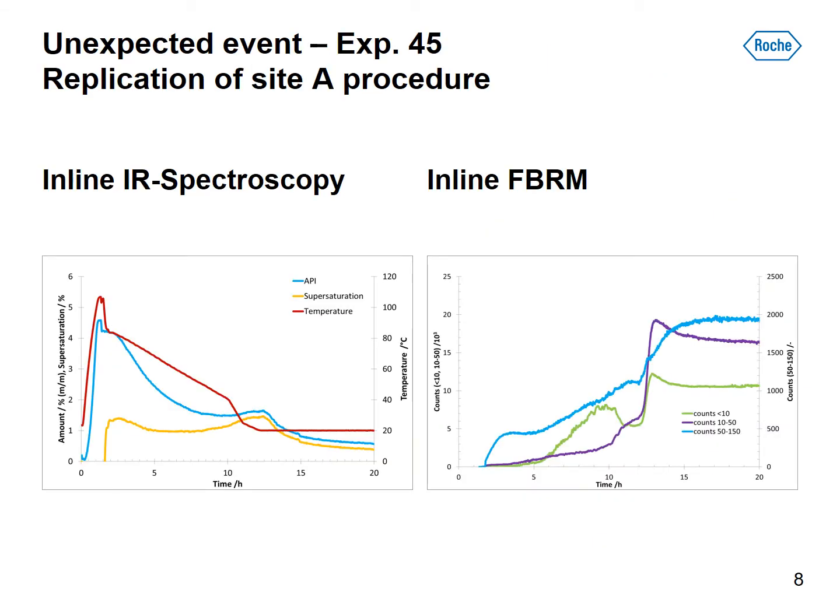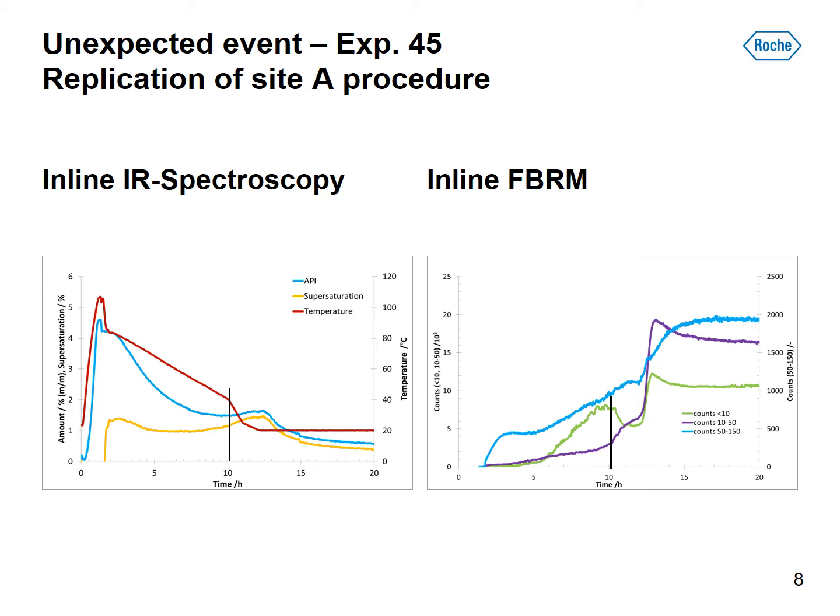After we built a reliable method to measure the API concentration in the solution, we equipped an Optimax reactor with an IR spectrometer 45M from Mettler Toledo and an FTIR to reproduce the procedure from the side A. Then we could see that when we ran the second cooling ramp, we had a slight increase in the supersaturation.